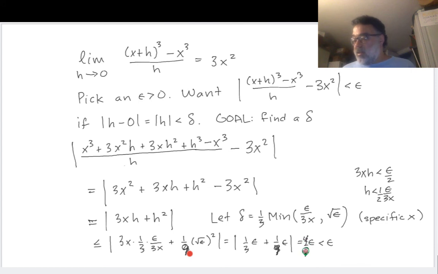But because the part on the left is less than half of epsilon, and the part on the right is less than half of epsilon, the whole thing is less than epsilon. So if our delta is this, and our h is less than delta, we're guaranteeing that this function is closer than epsilon to 3x squared. And that's what the limit means.